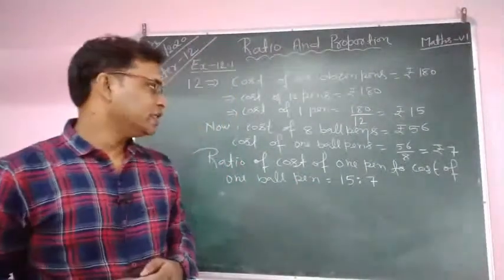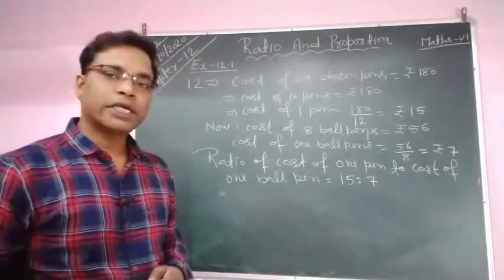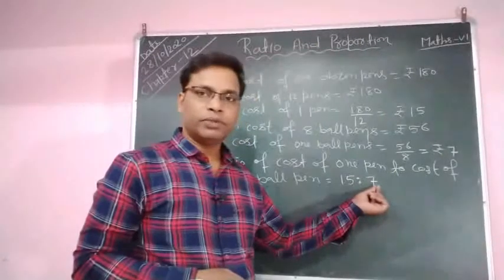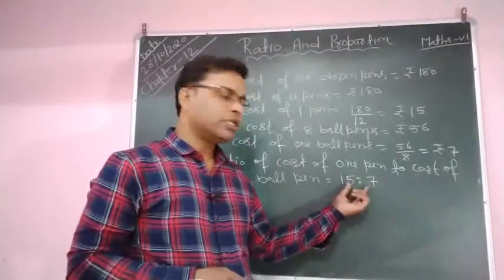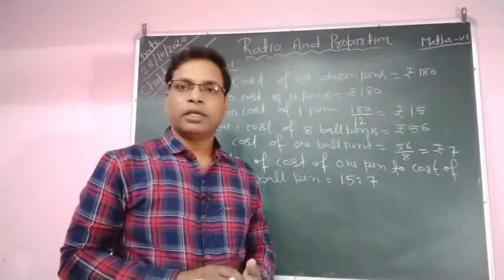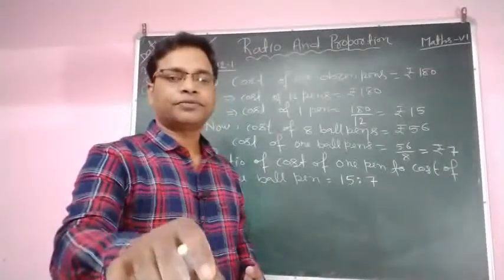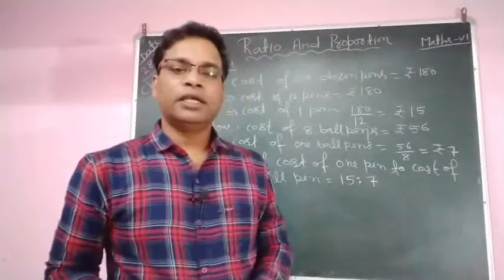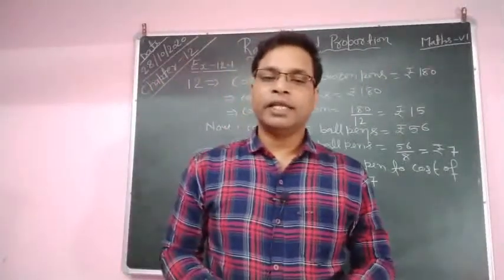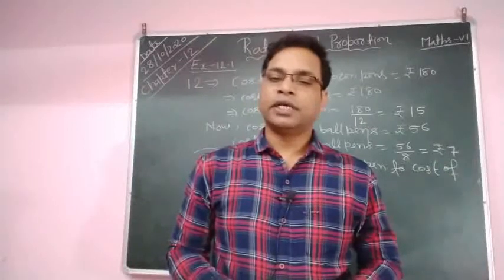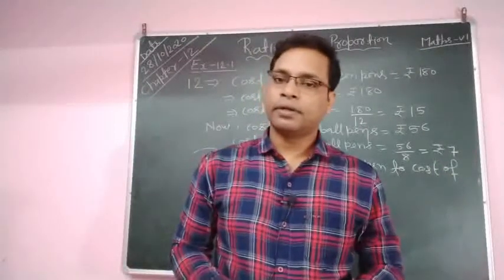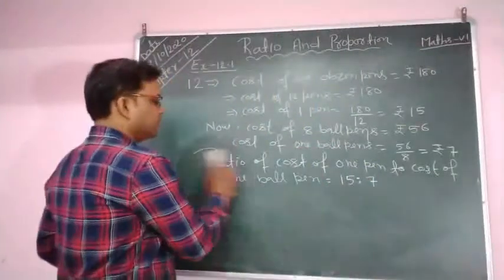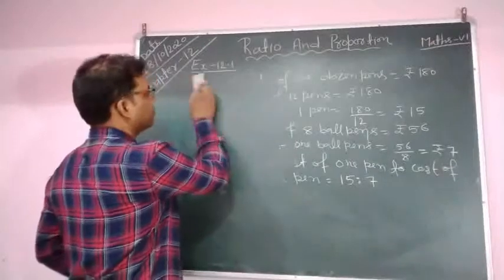Now we need to find the ratio of the cost of 1 pen to the cost of 1 ball pen. The cost of 1 pen is 15 rupees. The cost of 1 ball pen is 7 rupees. So our required ratio is 15 ratio 7. This is clear. Now we are going to discuss the next question. The next question is: divide 20 pens between Sheila and Sangeeta in the ratio 3 ratio 2. Let's see how to solve this question.